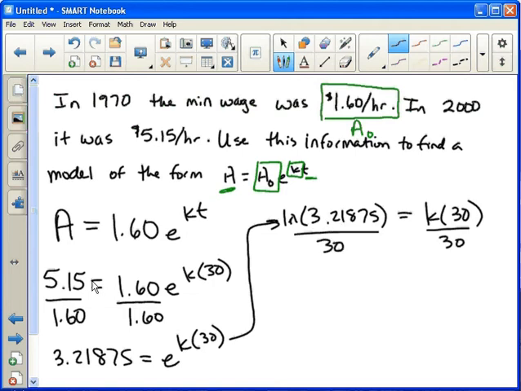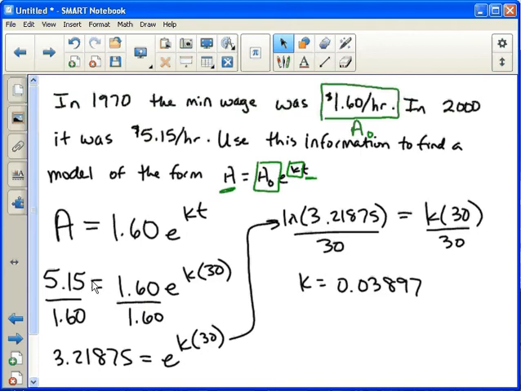So when I do that, I get something like 0.03897. It's a good idea on these to use at least 3 or 4 decimal places just to keep things more accurate. So I would at least want you to go 3 decimal places, so we'd go 0.039 perhaps. Let me show you one thing you can do in the calculator that you may not have known if you're trying to save a really long number.